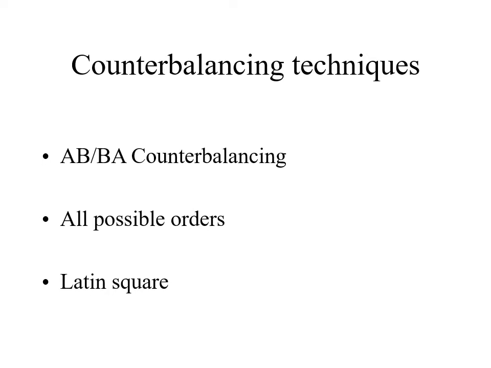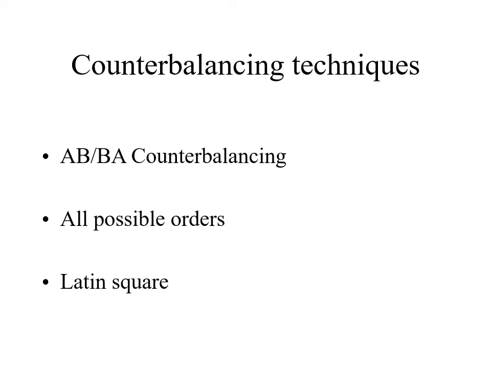One half of the participants got the sequence A followed by B, and then the other half got the sequence B followed by A. Okay, so that would be the AB/BA counterbalancing. And there is all possible orders, and then the third technique is called the Latin square.